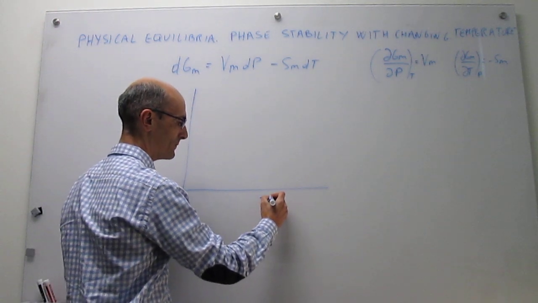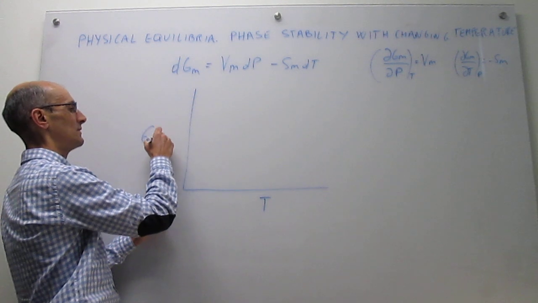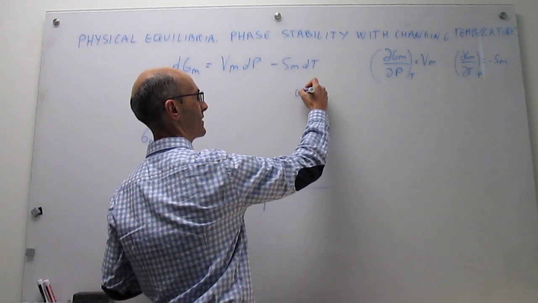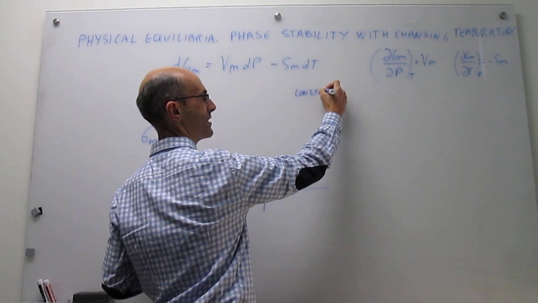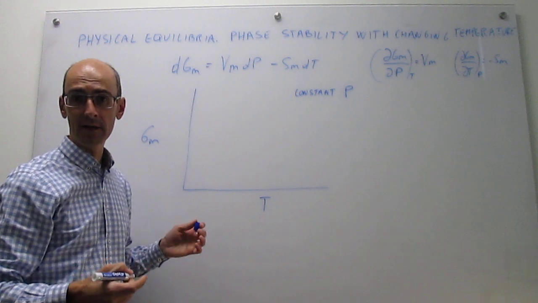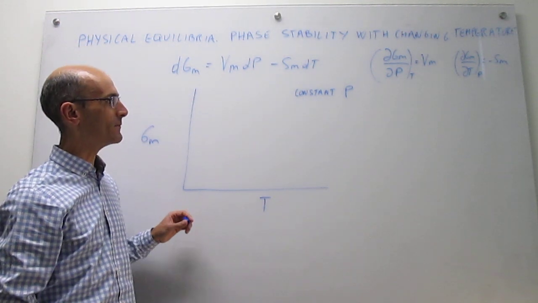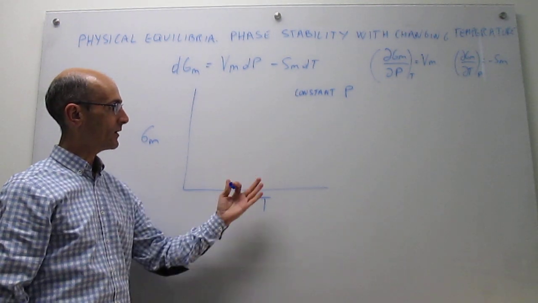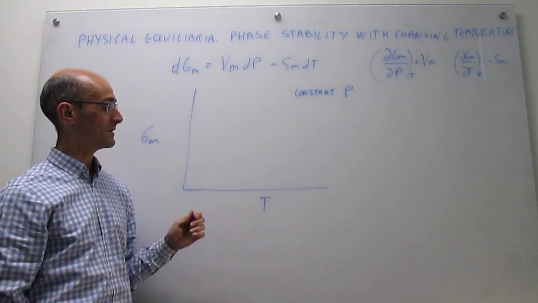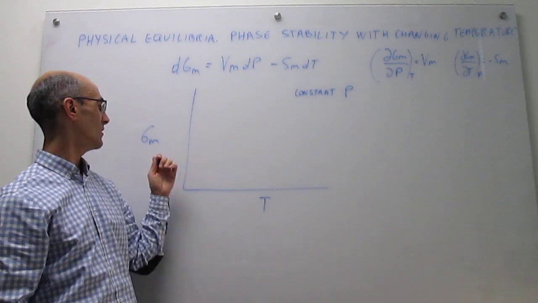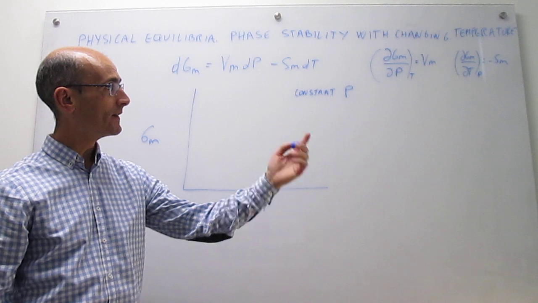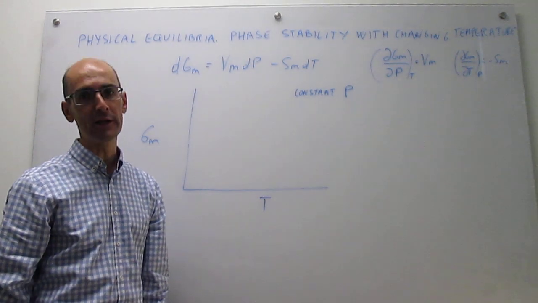Alright, so this is temperature, that is molar Gibbs energy, and this is at constant pressure, which I'm going to write right here. This can be anything. Generally, we're going to be interested in 1 bar pressure, atmospheric pressure, or near ambient pressure. And then once you have the pressure constant, you can then just draw how the molar Gibbs energy depends on temperature. And the way that it depends is as the minus molar entropy.